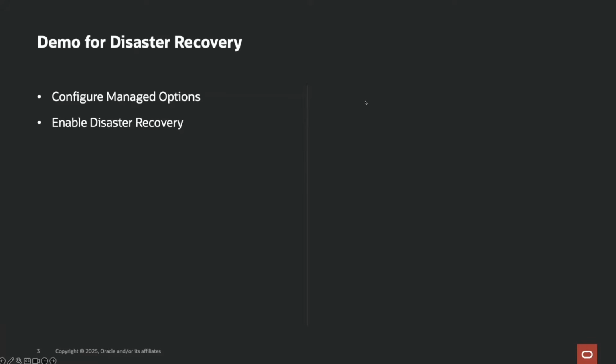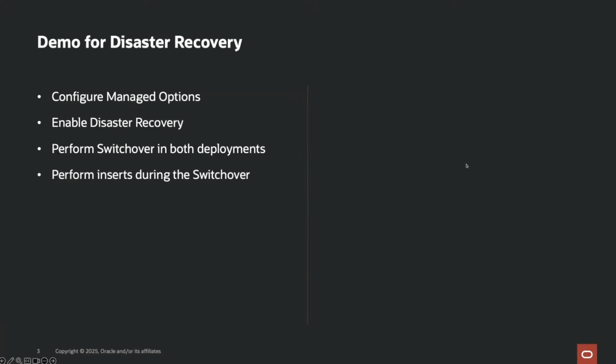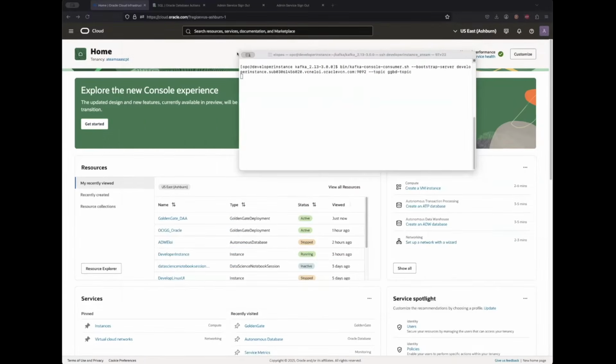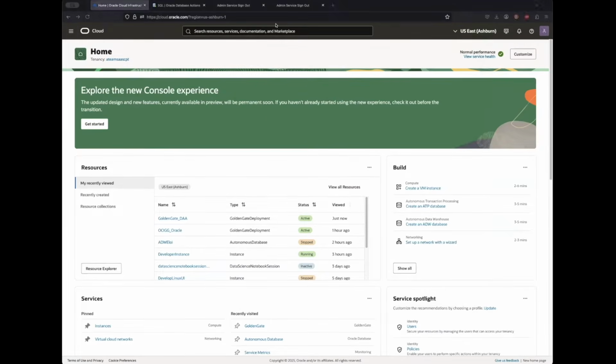After that is to enable the disaster recovery for just one of the deployments. I have already one deployment with the peer active, so I'm going to do this in the other deployment. Then we perform the switchover in both deployments at the same time, perform some inserts during the switchover, and then we validate the data is replicated while the deployment was doing the switchover. Okay, so let me skip the presentation and show you what I have.